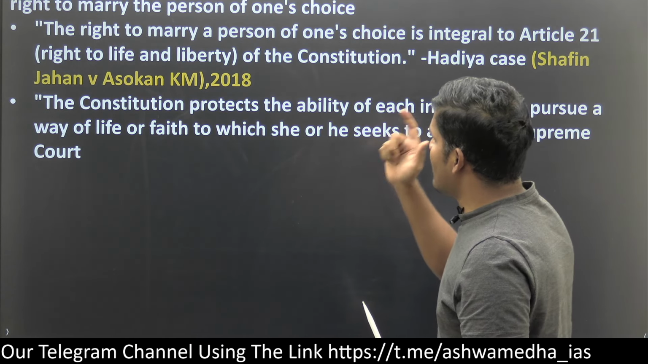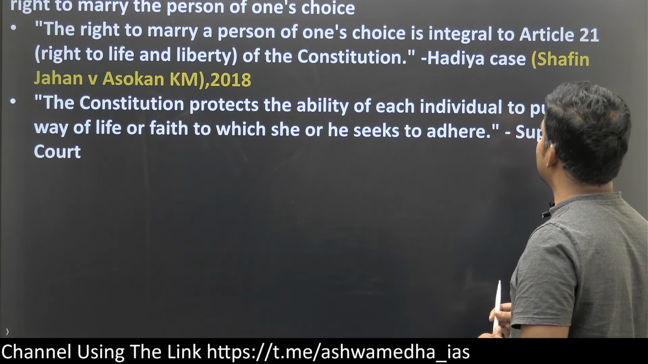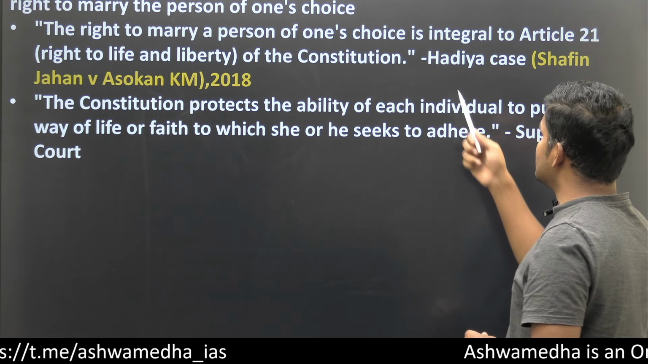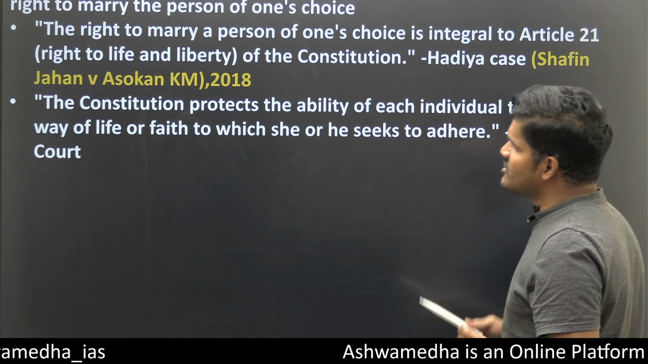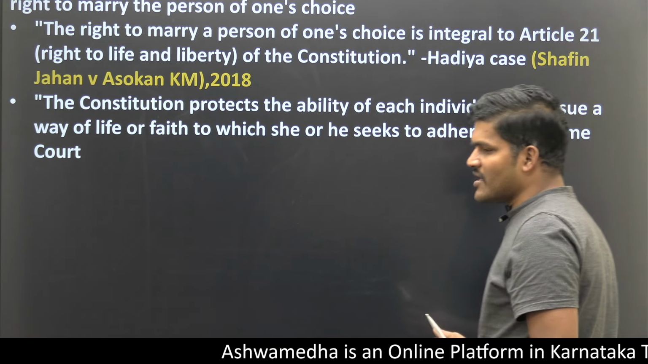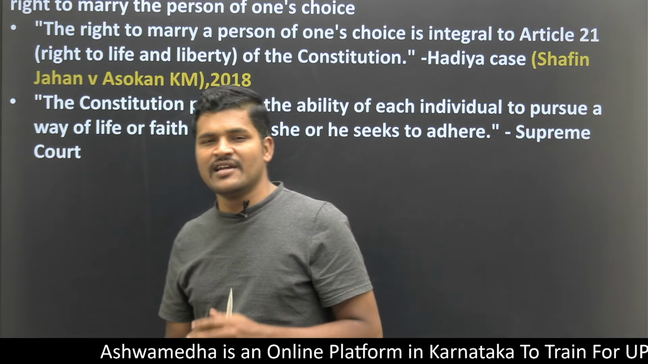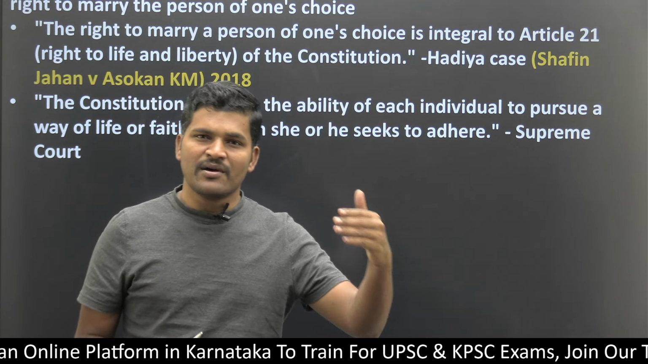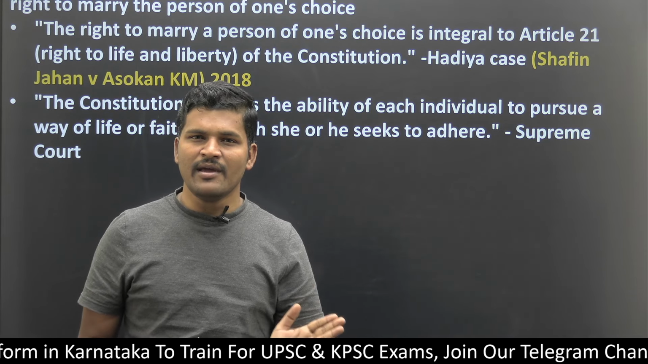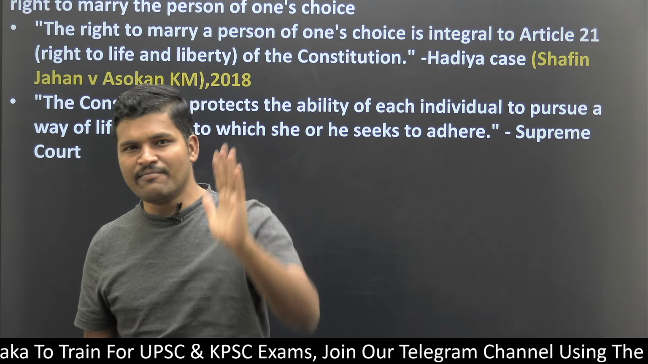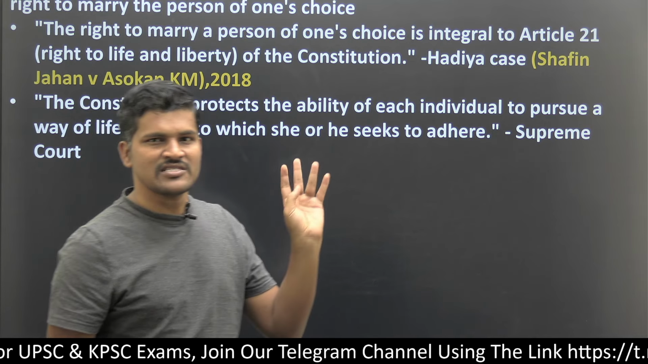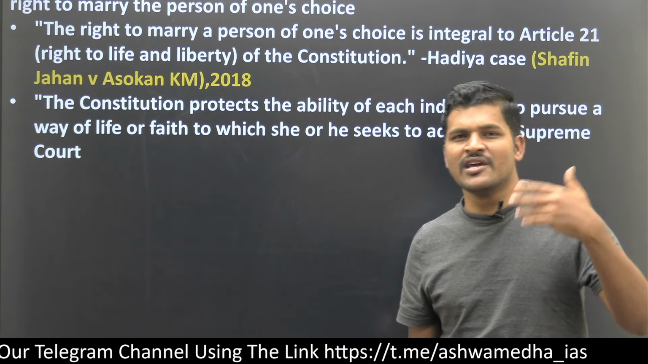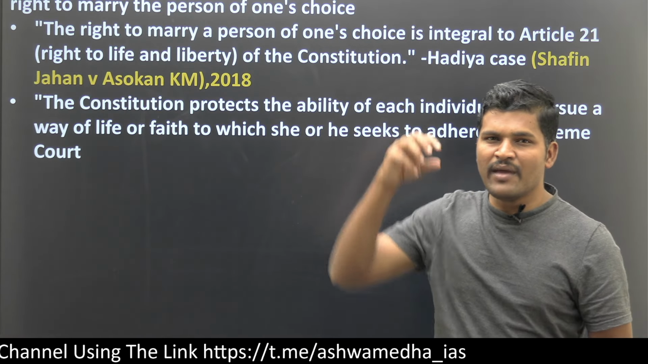Fine. So here, the right to marry a person of one's choice. The right to marry a person of one's choice is integral to Article 21, right to life and liberty, of the Constitution. This is the famous Hadiya case, Shafin Jahan versus Asokan K.M. In this case, the court said one can marry the person in whom one is interested. Any person can marry any person irrespective of gender, caste, religion and place of birth. One can marry by her choice or his choice. So we should not make any restriction.